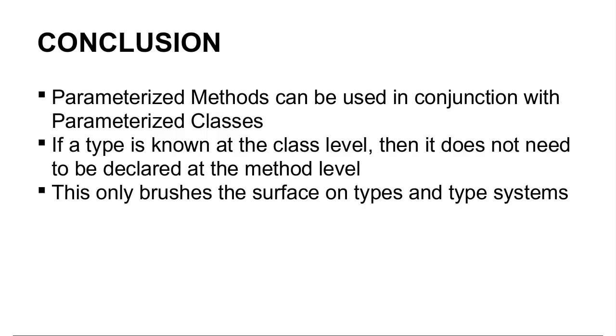So parameterized methods can be used in conjunction with parameterized classes. If a type is already known at the class level, it does not need to be declared at the method level. And this only brushes the surface of types and type systems. There's a whole new world out there when it comes to type systems.